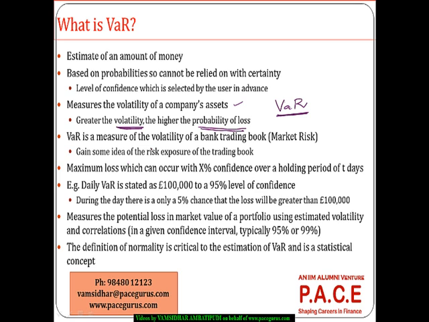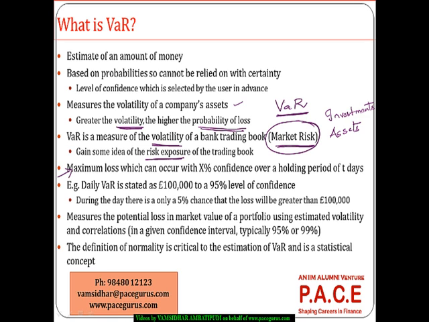So we can very well say value at risk is a measure of volatility of the bank's trading book. Whatever investments, whatever assets the bank has, we are trying to look at the loss the bank can incur because of the market value of the assets falling down. So it's a clear measure of the risk exposure associated with the trading book of the bank.